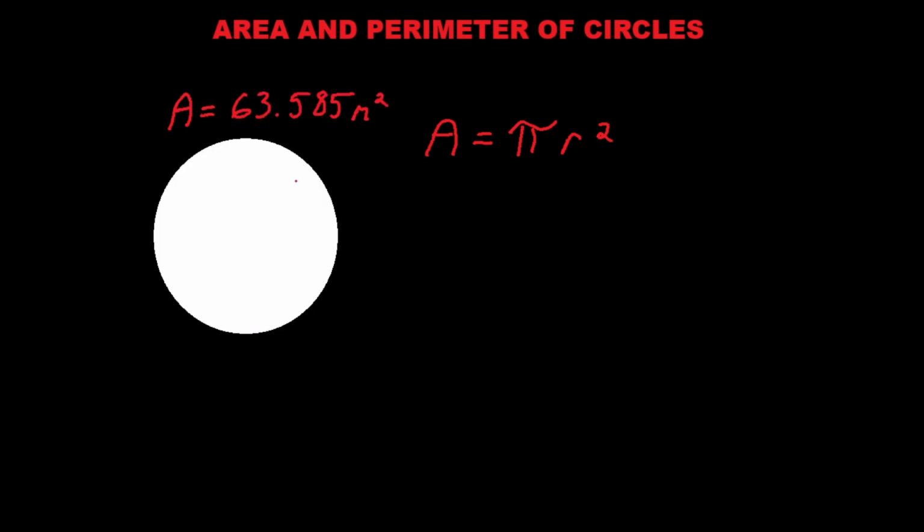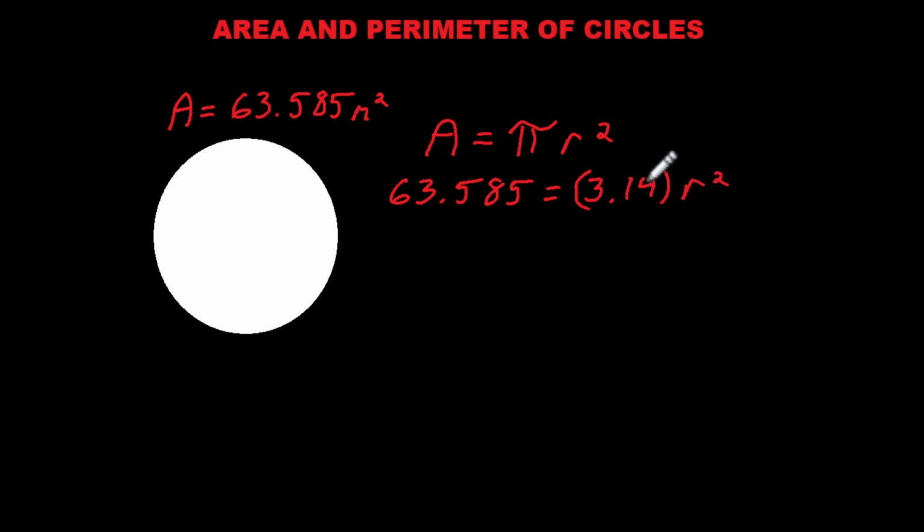For this problem, we're given that the area is 63.585 meters squared. This is one really big circle. What we want to do is find the radius. So now I'm going to plug this in for area. I get 63.585 equals pi, we'll use 3.14, times the radius squared.